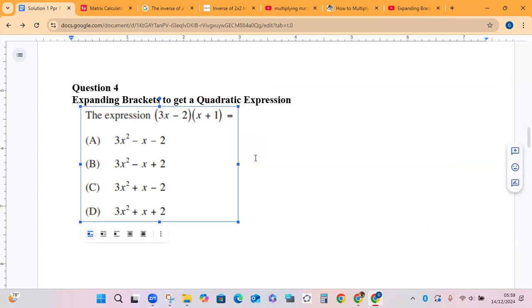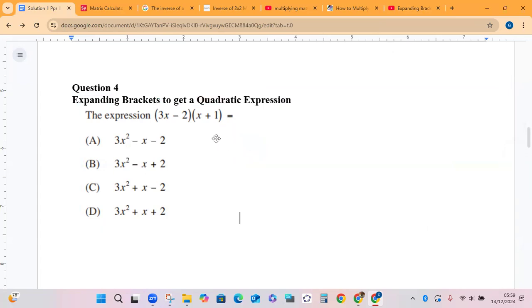So, how to do this? The first bracket has 2 terms inside of it. The second bracket has 2 terms. Each term in the first bracket must multiply to each term in the second bracket. So you see the 3x? It must multiply to x. And the 3x again has to multiply to 1. You see the negative 2? Negative 2 has to multiply to x, and the negative 2 has to multiply to 1.